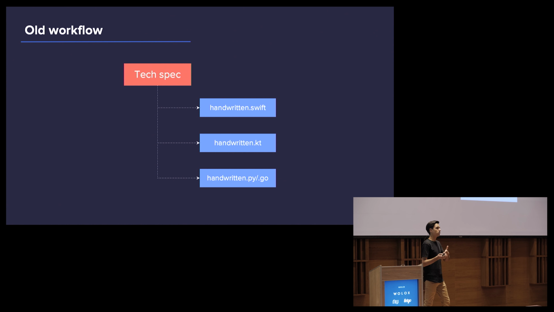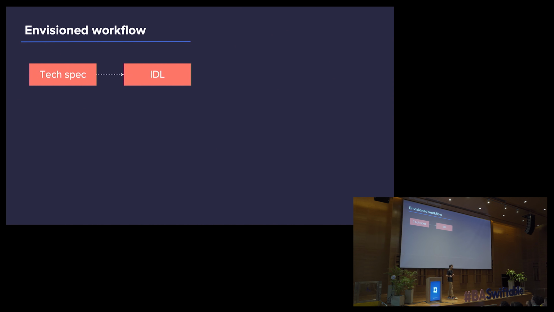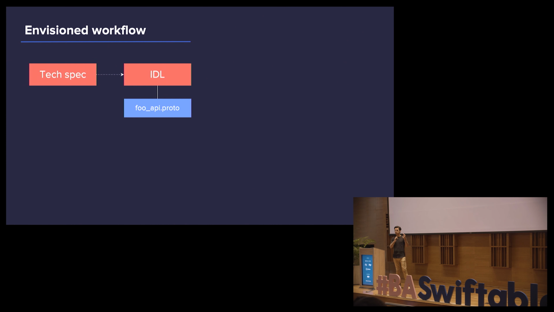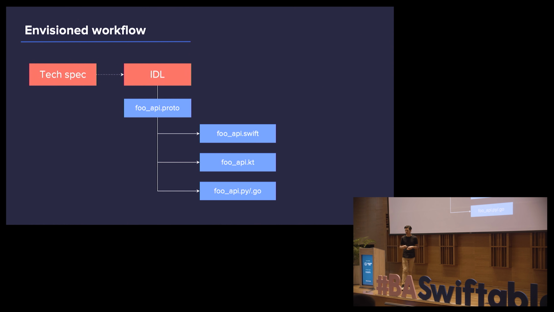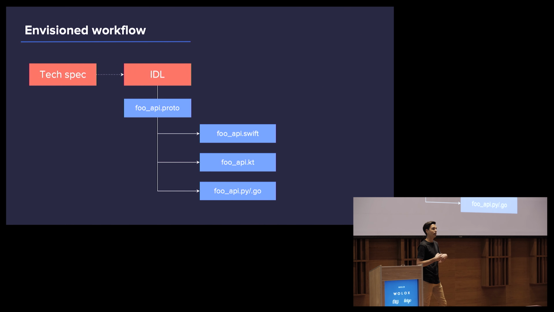And so we took a look at our old workflow, and we envisioned a new workflow that still originated with a tech spec, but instead of engineers then taking that tech spec and writing some implementation by hand, they would actually start collaborating in IDL on some definition. And we created this IDL monorepo where we would check in these API definitions. And then after that, we had code generators that would run and output Swift and Kotlin and backend service code.